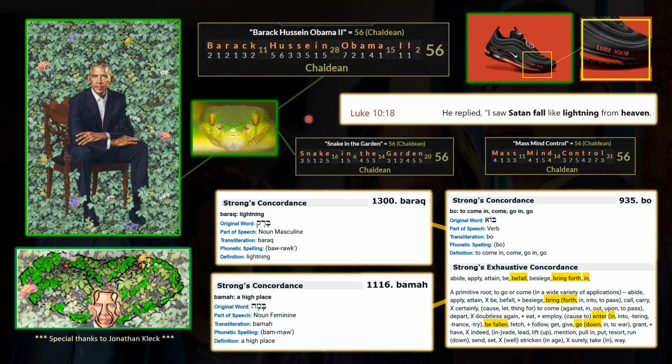We see here that Mr. Obama's name in Hebrew, Hebrew word 1300, Barak, means lightning. Bama means a high place. That's Hebrew word 1116. High place like heaven, and the word bo means to bring forth, to go down, to be fallen. So lightning falling from heaven literally is his name in Hebrew.